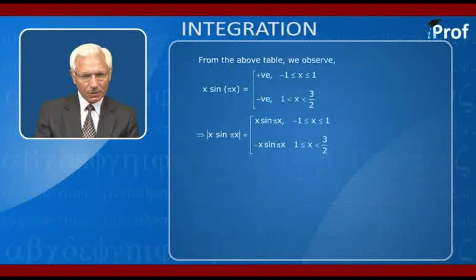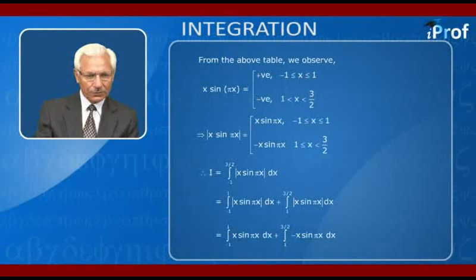So from the above table we observe that x sine pi x is positive when x goes from minus 1 to 1, and negative from 1 onwards to 3 by 2. Therefore, modulus of x sine pi x is equal to x sine pi x when x lies between minus 1 and 1, that is minus 1 is less than or equal to x less than or equal to 1, and minus x sine pi x when x goes from 1 to 3 by 2, that is 1 is less than or equal to x less than 3 by 2.